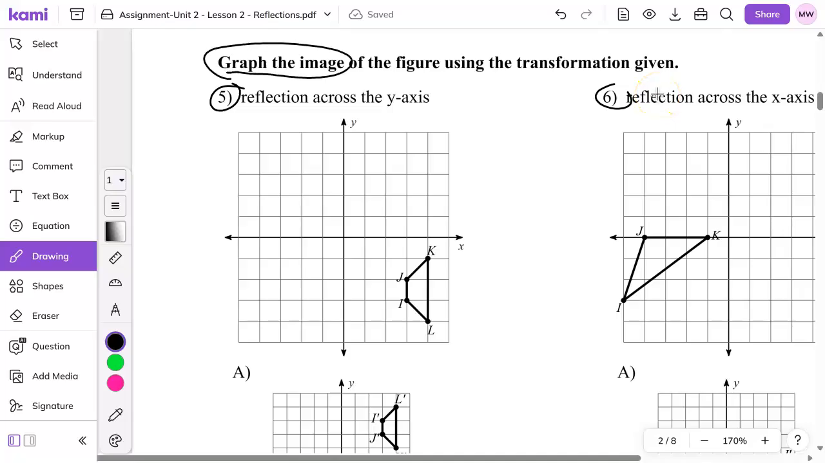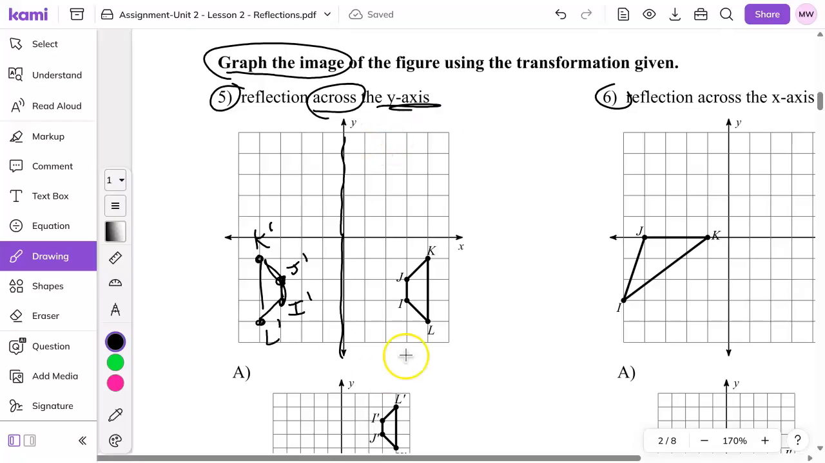We kind of already did it, but I'll go ahead and do 5. So if you want to try 5, you can pause the video. So this one says it's across the y-axis. Well, that's this one right here, right? So that means we need all these points to go across this way. So J is what? 1, 2, 3 this way. So J prime, 1, 2, 3. Where's K? 1, 2, 3, 4. K prime. I, 1, 2, 3. L, 1, 2, 3, 4, L prime. So this is the way it should look, okay?